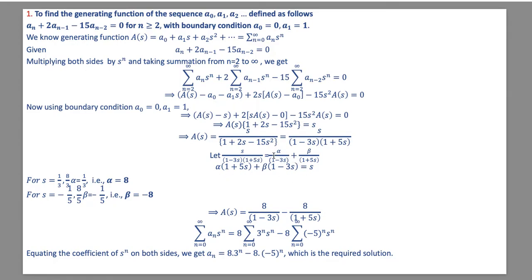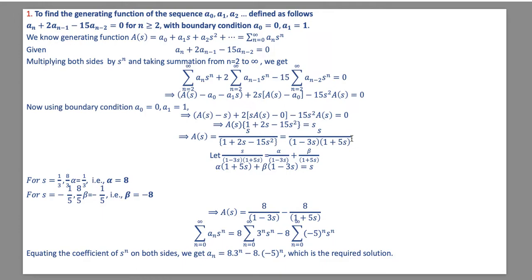To find the value of alpha, we put 1 minus 3s equal to 0. If 1 minus 3s is 0, this term is 0 and s is equal to 1 upon 3. If we substitute s equal to 1 upon 3 here, it is 5 upon 3. 1 plus 5 upon 3 is 8 upon 3. So for s equal to 1 upon 3, 8 upon 3 alpha is equal to s, which is 1 upon 3. So 8 upon 3 alpha equal to 1 upon 3, it means alpha is 1 upon 8.